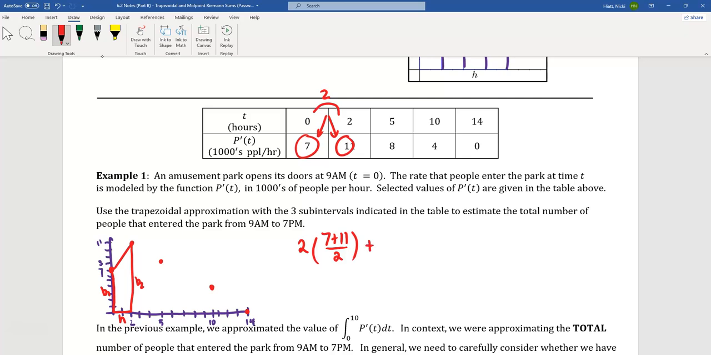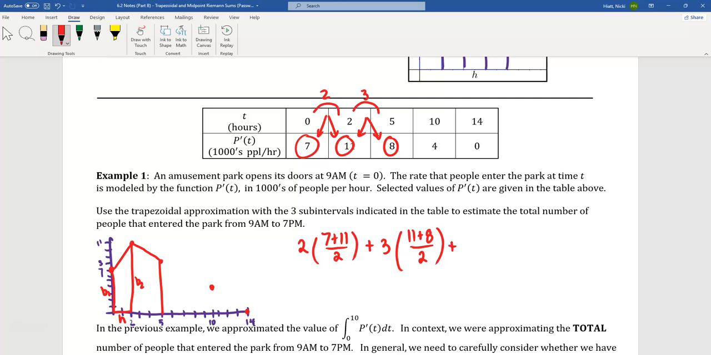If I look at the next trapezoid, I've got this trapezoid here. What's the height of that trapezoid? It really looks kind of like width on the graph. 3. I can find that here, going from 2 to 5. That's a width of 3. And then I use both of these endpoints as my two bases, right? So I'll have 11 plus 8 divided by 2.